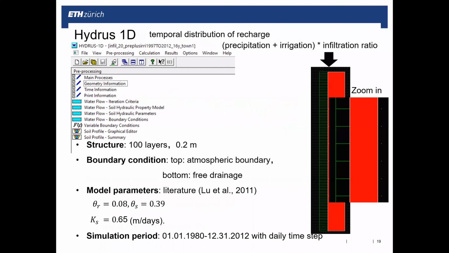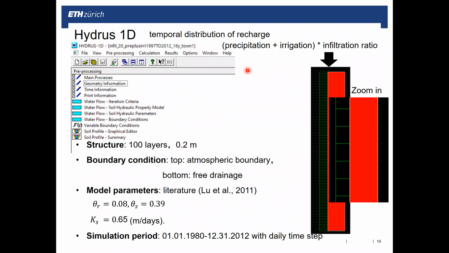And here we use the Hydrus model to calculate the temperature changes of the groundwater recharge, because we don't have any information about the unsaturated zone, including the soil properties, and we have no observations of water content in the unsaturated zone. Here we use Hydrus 1D because we already get the infiltration ratio from the steady state model. So we know how much water recharged the groundwater.